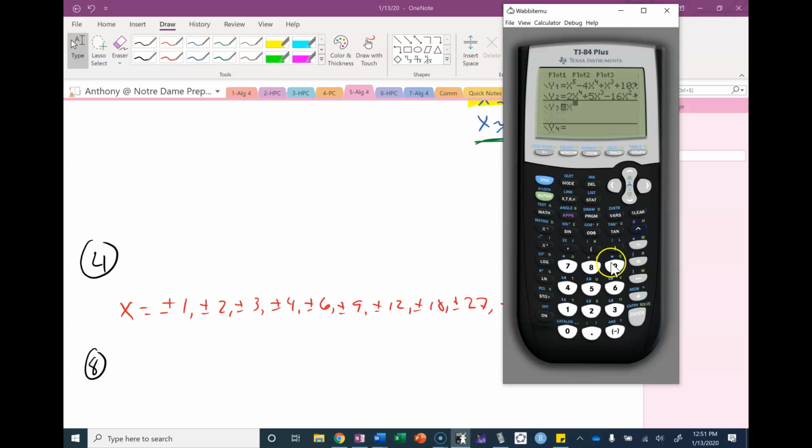Let's see, we have x to the 5th plus 5x to the 4th minus 5x cubed minus 45x squared plus 108.